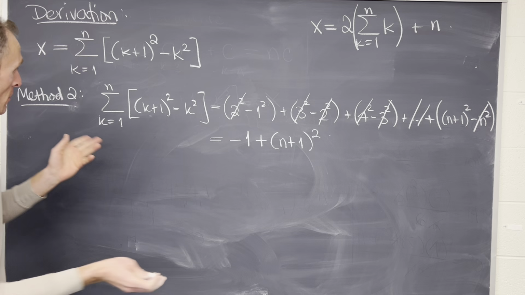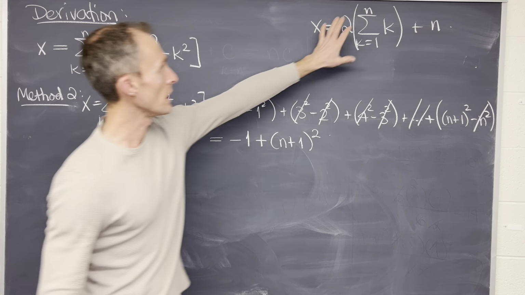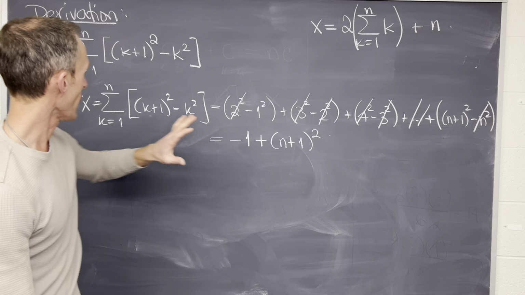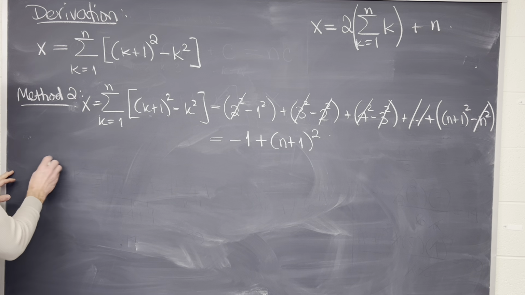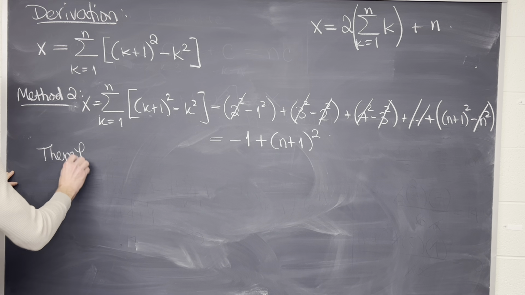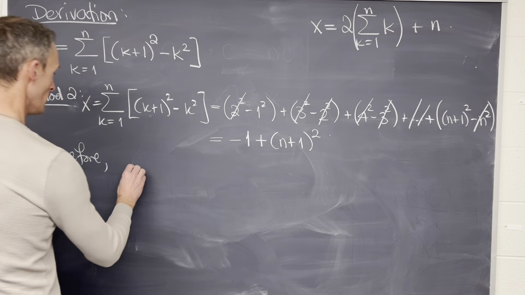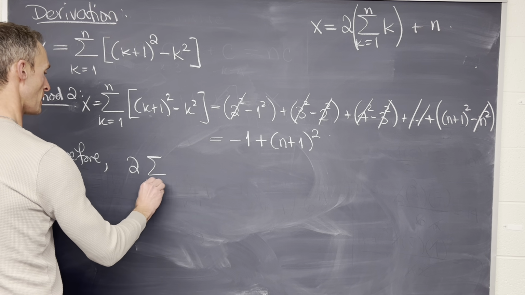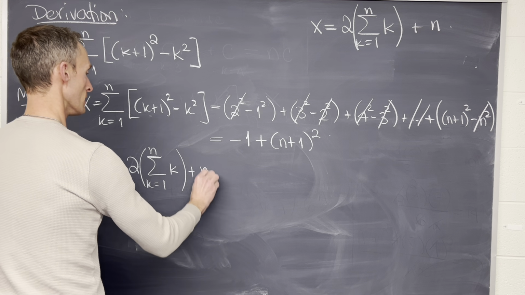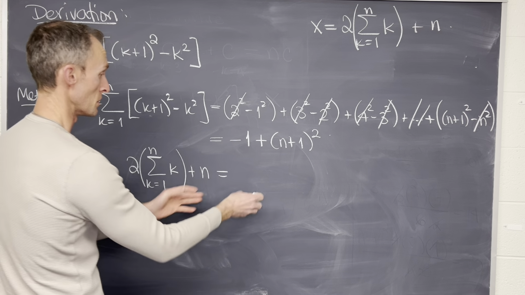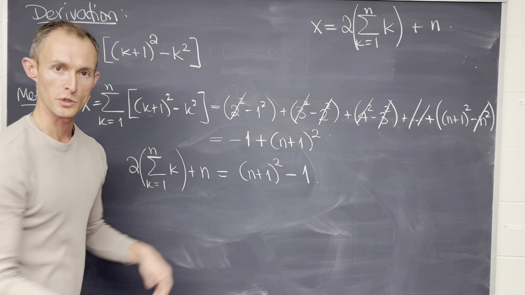That's it. But remember, this is what we called x, okay? So computing x one way, we got that it was equal to this. Computing x the other way, we got that it was equal to this. So therefore, we're guaranteed that 2 times the sum k goes from 1 to n of k, plus n, must equal this thing that we just computed. So that's equal to (n plus 1) squared minus 1. Let me switch the orders around.